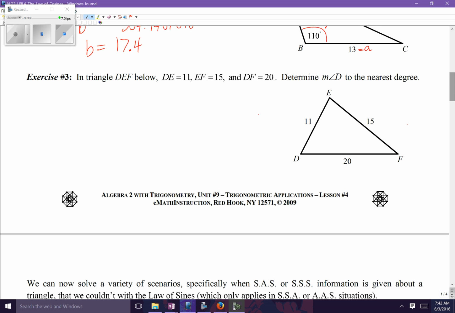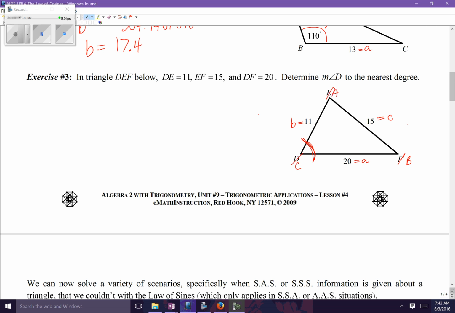In triangle DEF below, DE equals 11, EF equals 15, DF equals 20. Determine the measure of D to the nearest degree. So this is what I want. And if you're more comfortable, you can rename these temporarily. I called this my A, this is my B, this is my C. So the side across from angle A would be little a, the side across from angle B would be little b, and we're going to solve for angle C.